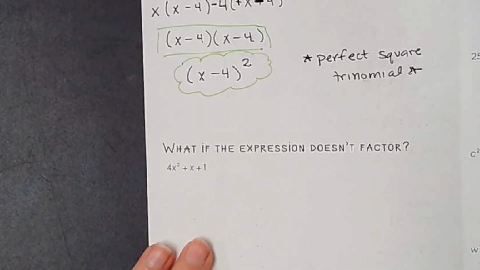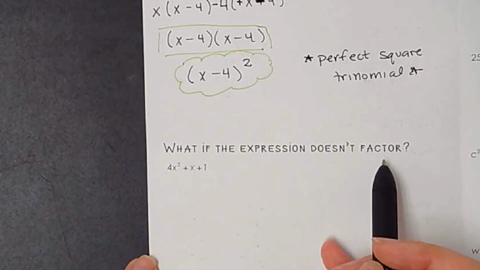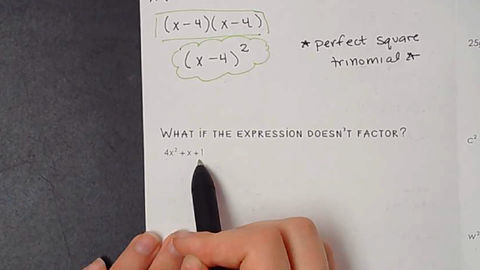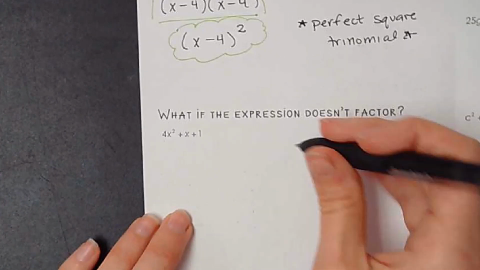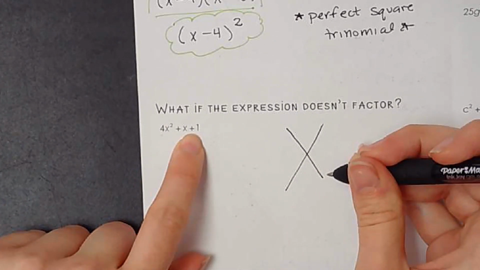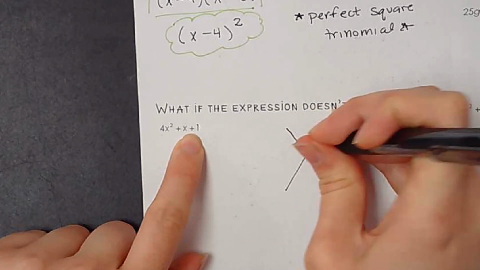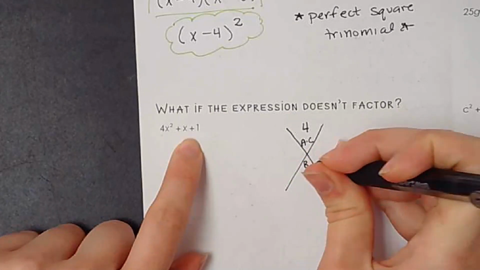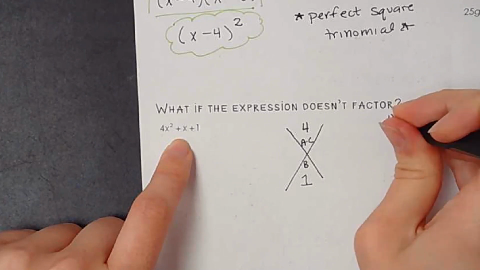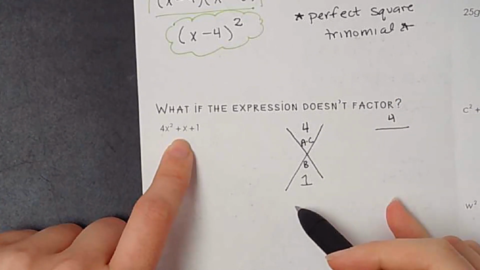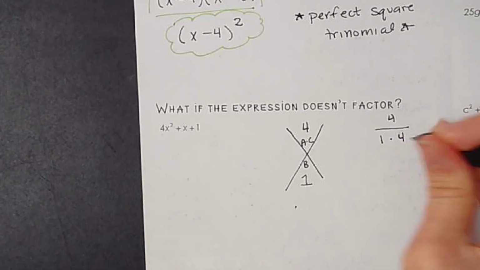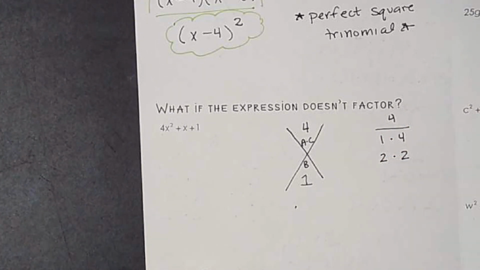Our last case, what if the expression doesn't factor? So I don't have a GCF to pull out. I have A, B, and C. If I try to factor this, A times C, well, A times C is 4 times 1, that's 4. B is positive 1. So I need a pair of numbers that are going to multiply to 4 and add to 1. So numbers that multiply to 4 are 1 times 4, 2 times 2.